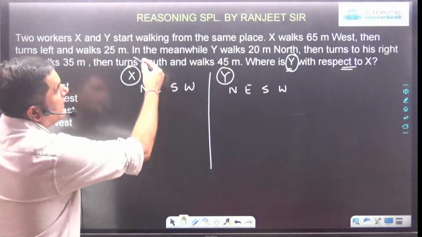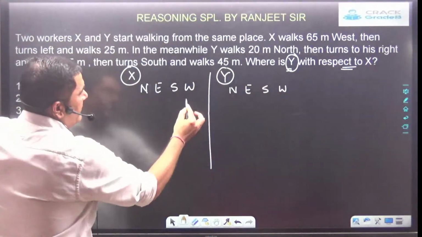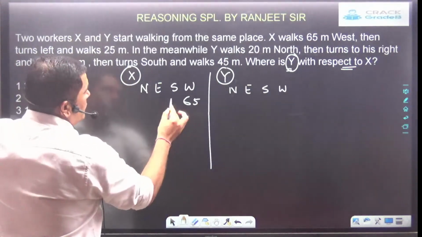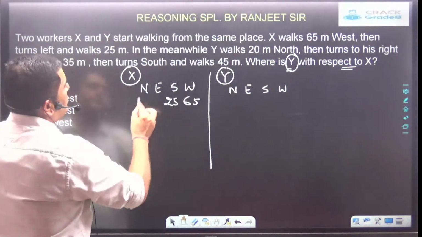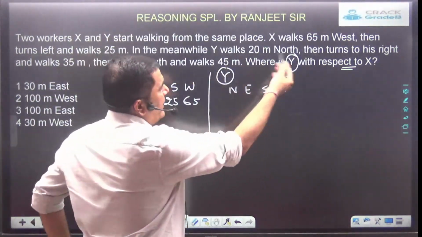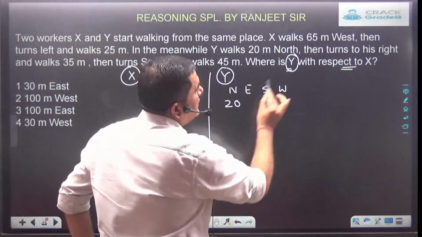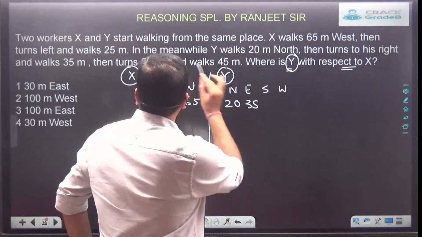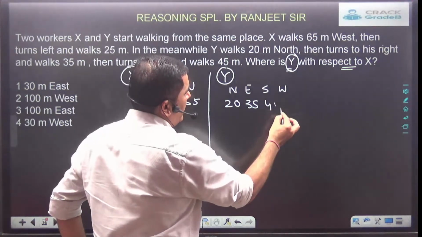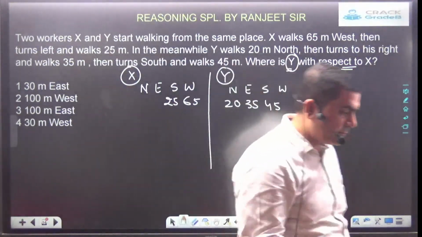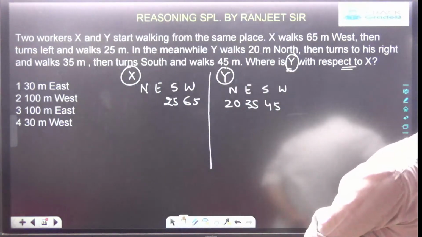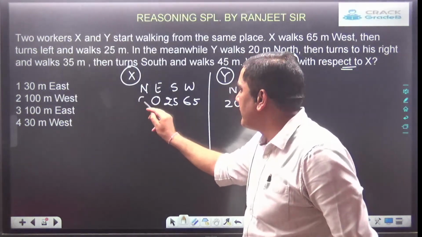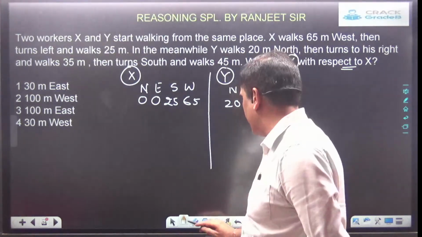Okay. X walks 65 meter in the west. Then turns left and goes for 25. In the meanwhile, Y walks 20 meter north. Then turns to his right and goes for 35 meter. Then turns south and goes for 45 meter. Clear? Okay. This will be 0, this will be 0, this will be 0. Okay, let's go for it.